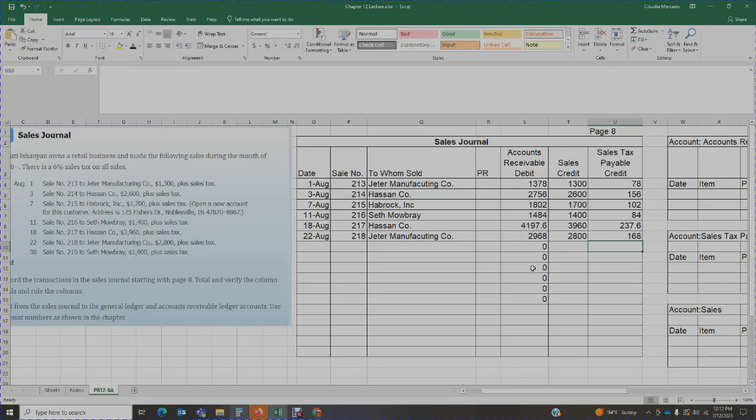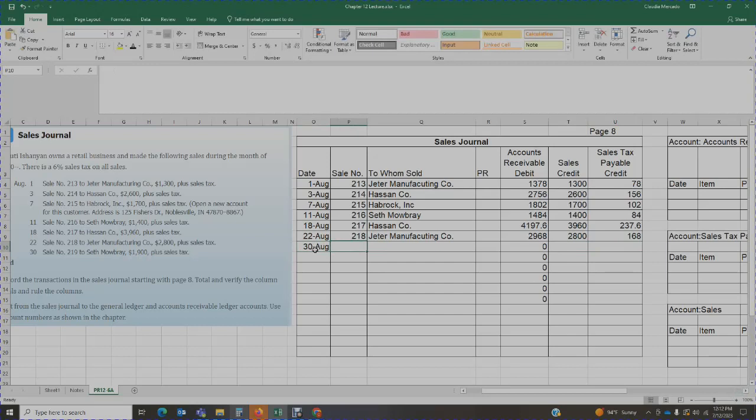And be very careful on your tax, because every student is going to have a different problem. In this problem, my sales tax is 6%. On yours, it can be 5%, 7%, 9%. It just depends on the problem. So be very careful when you're doing your problem that you carefully read the information.